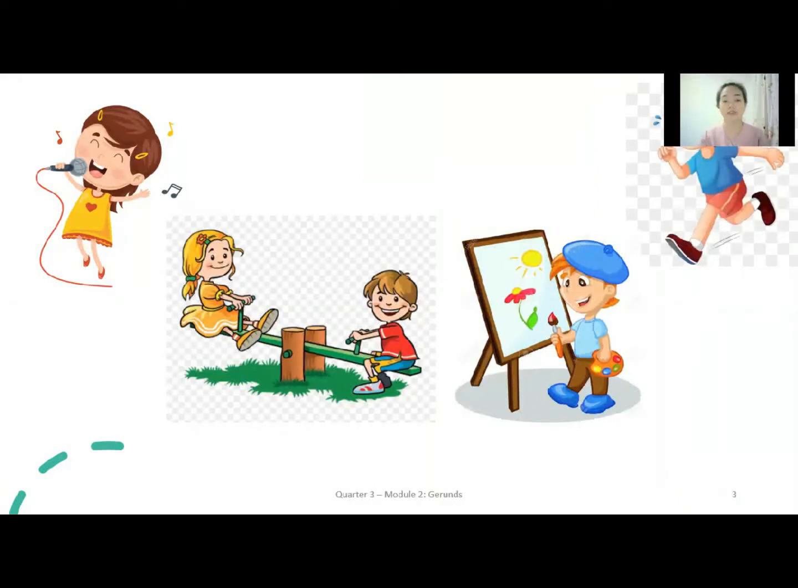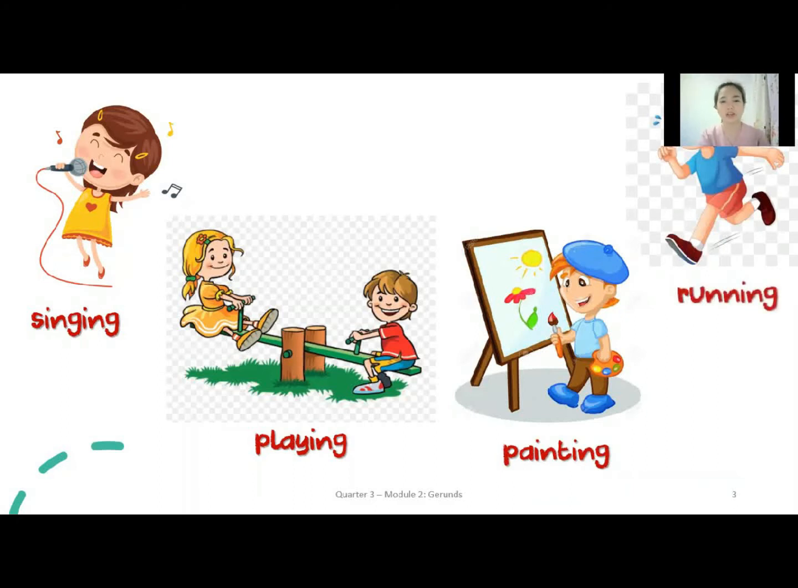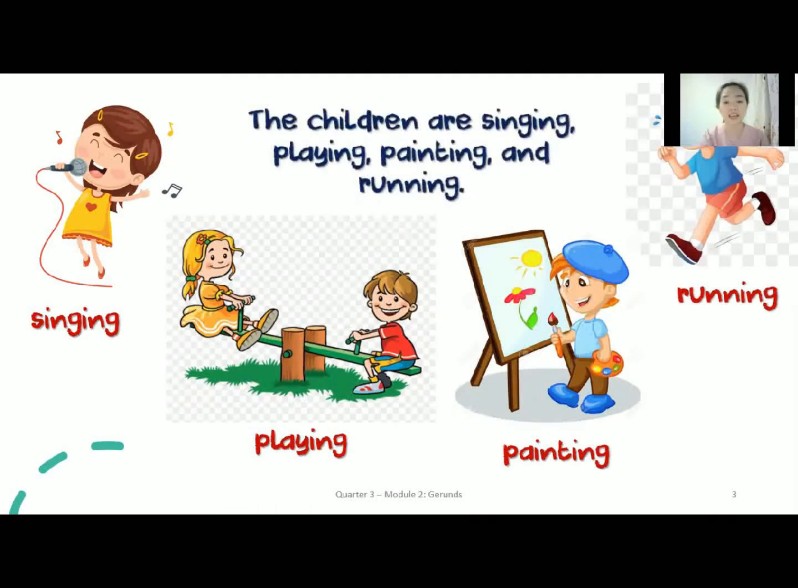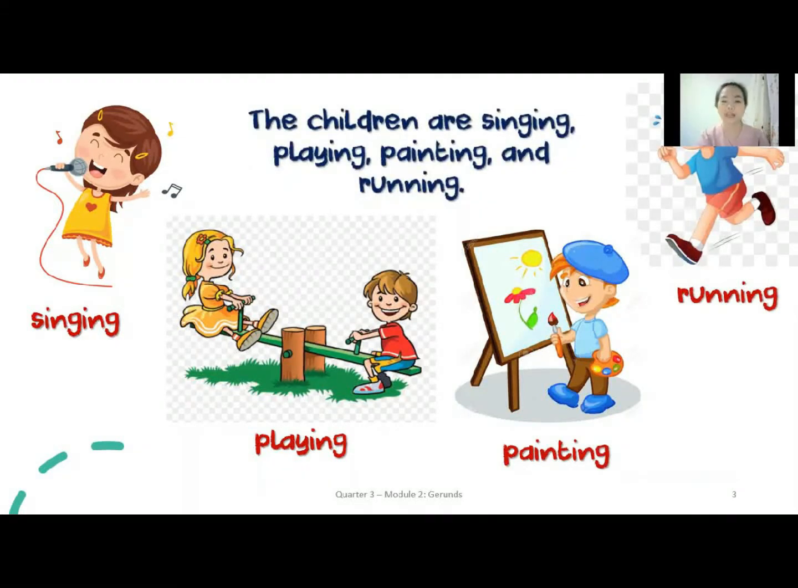All right. The first activity is singing. The second activity is playing. The third activity is painting. And the last activity being done by these children? Okay, it is running. So to summarize it all, the children are singing, playing, painting, and running.